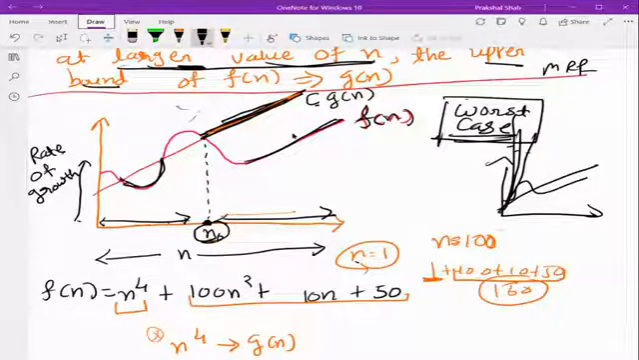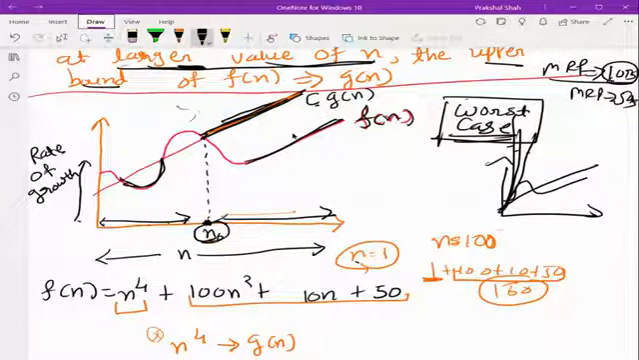If my Kurkure packet in Bangalore is 10 rupees, then everywhere in India it should be 10 rupees. But Kurkure's maker could also set the MRP at 50 rupees, and the vendor could sell it at 10, but they will not, because MRP should be as close to the actual price as possible. That is why we have to mark this g of n, the upper bound, as close to our f of n as possible. Am I making sense, people?